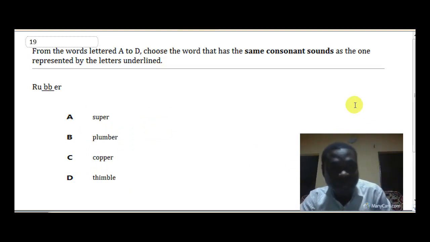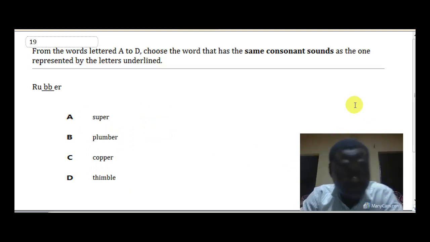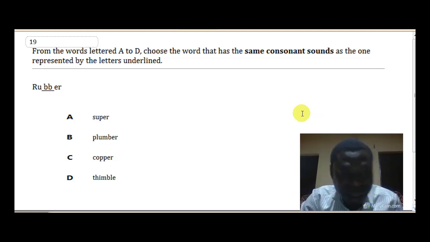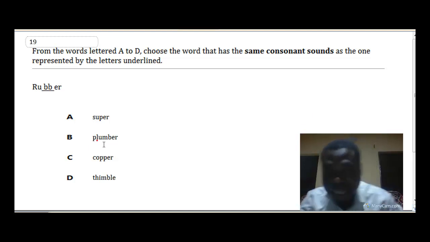Question 19. Robert. The sound represented by the underlined letter is B. So which of the options has B in it? Option A, sapper. Clearly, that is not the answer. Plumber cannot be the answer because the letter B is not pronounced in plumbing. B is silent there. C, carpet. And D, thimble. So it is in thimble that letter B is pronounced as B. And so that makes it the answer.